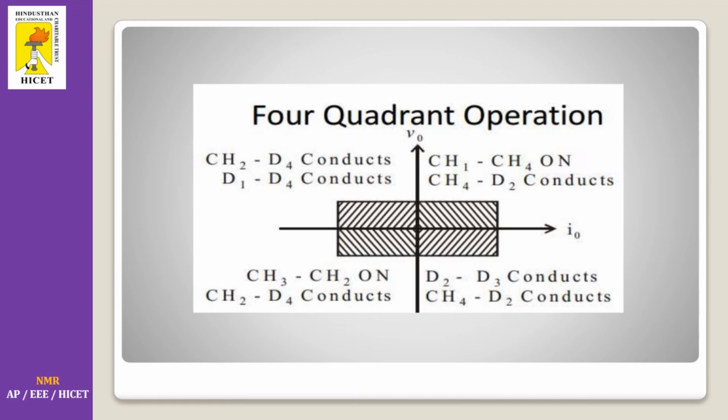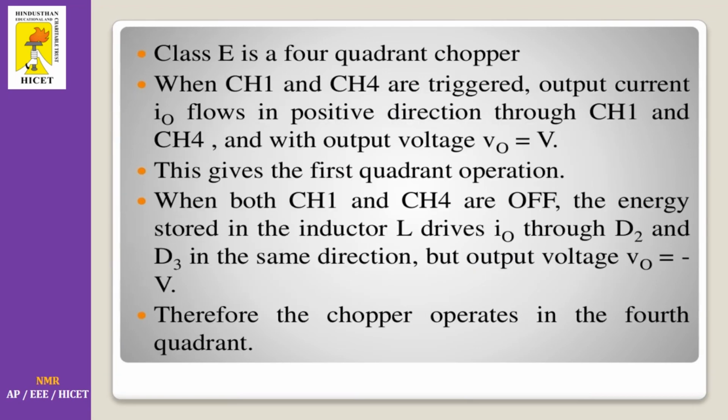The output V0 and I0 will come in the first quadrant, second quadrant, third quadrant, as well as the fourth quadrant, according to the operation. Class E chopper is a four-quadrant chopper. When CH1 and CH4 are triggered, the output current I0 flows in the positive direction through CH1 and CH4. The output voltage V0 is equal to V. This gives the first quadrant operation.